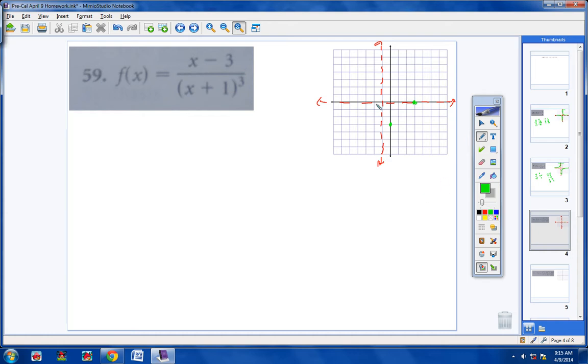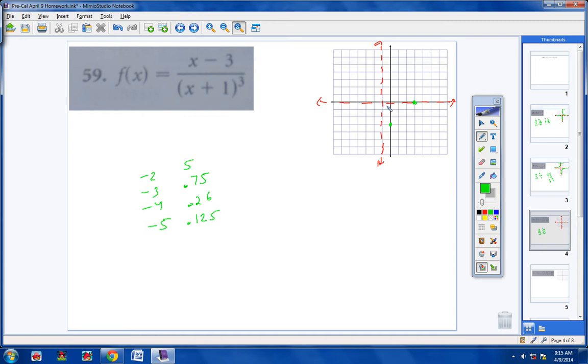Okay, let's plot some values, or evaluate some x values, going to the left of my vertical asymptote. Negative 2, negative 3, negative 4, I guess maybe negative 5 also. Let's see what we have here. Negative 5 is 0.125, negative 4 is 0.26, negative 3 is 0.75, negative 2 is 5.